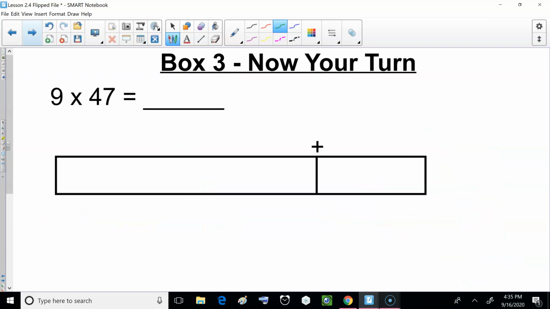So now it's your turn. Draw a line, put box number 3, now your turn. What you want to do is solve these problems using the area model strategy. So you have 9 times 47. You can pause the video right now, look back at your examples, and see how your examples can help you with this problem.